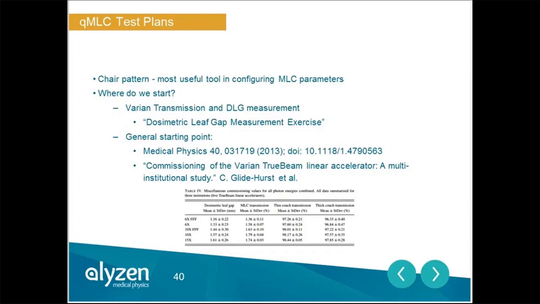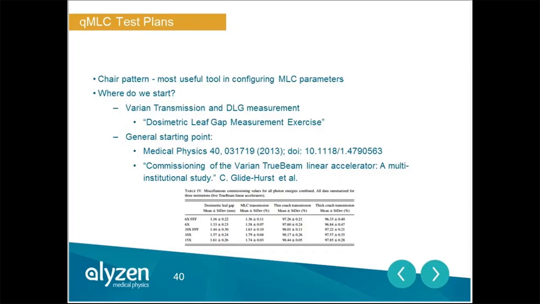But where do we start with those DLG and transmission measurements? Well, one place would be we can measure them. Varian provides a measurement exercise. Transmission is measured by keeping the leaves stationary and taking measurements under the leaf bank. And DLG is a sweeping gap, and that's different thicknesses of a sweeping gap.